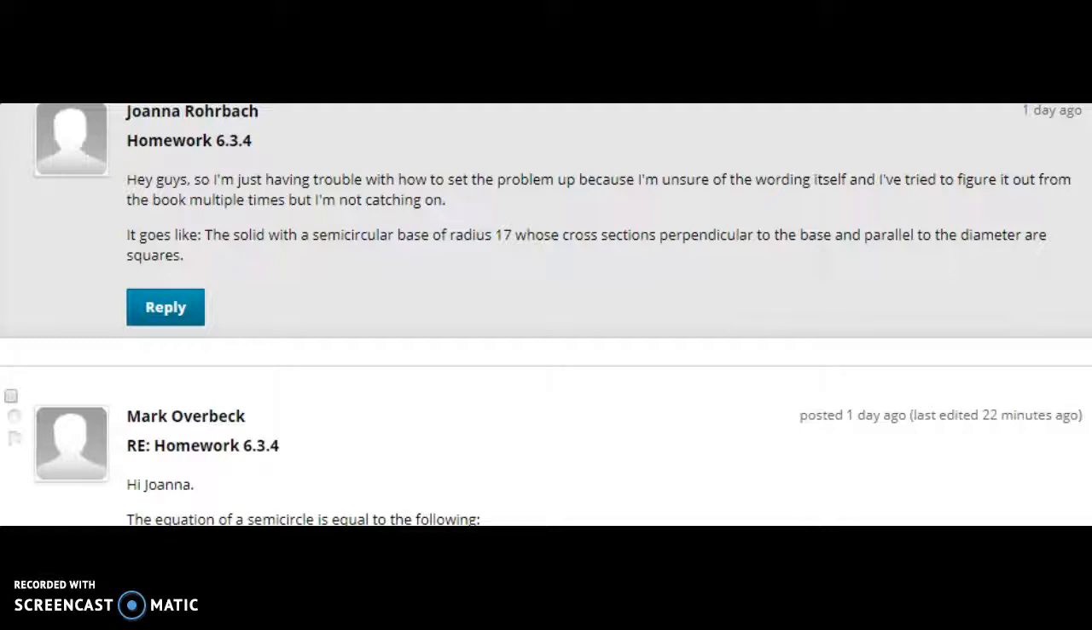So I don't have my hand like this. That wouldn't be parallel to the diameter. Remember, the diameter runs right here along the x-axis. So parallel, but perpendicular to the flat sheet of paper, the base, they're cutting like this. And they're squares, so the cross sections are squares. So I tried to show sort of a 3D view of a square in blue. So that's where the picture is coming from. So now what we need to do is we need to come up with an equation to describe what's going on here.